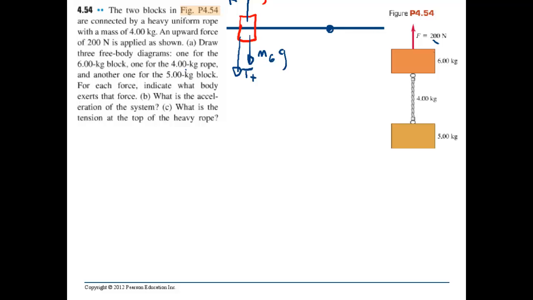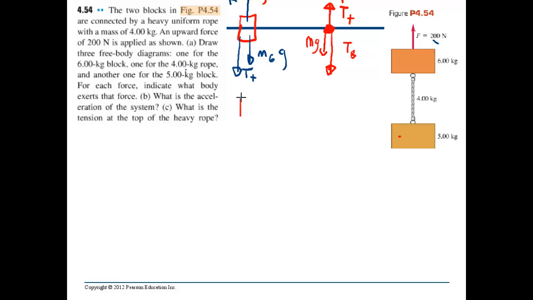So now I'll go ahead and draw my rope. Just a little point right here. This is going to be my rope. In the upwards direction, it's going to have the tension at the top of the rope. It's going to have its mass times gravity in the downwards direction, and it's also going to have some tension at the bottom of the rope due to the 5 kilogram guy pulling on it.